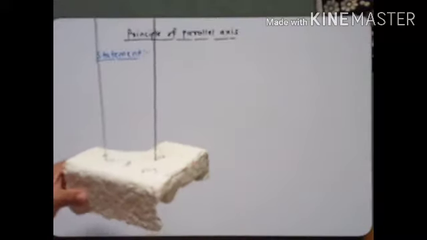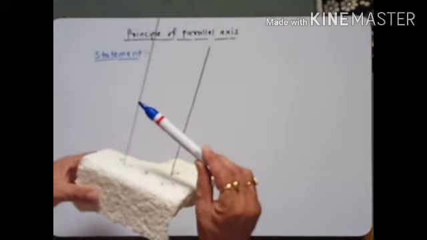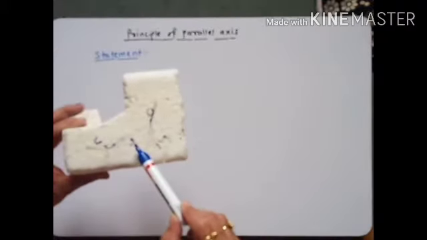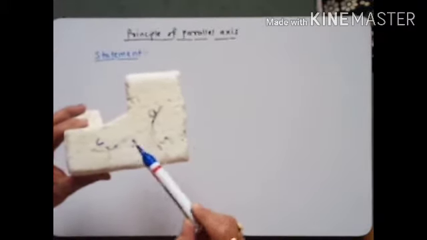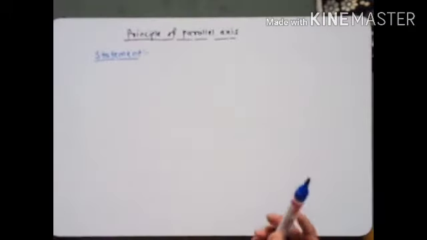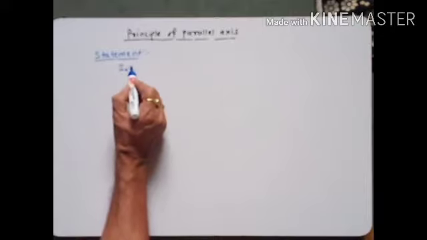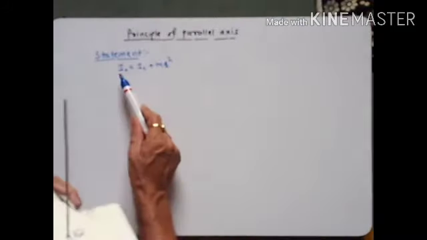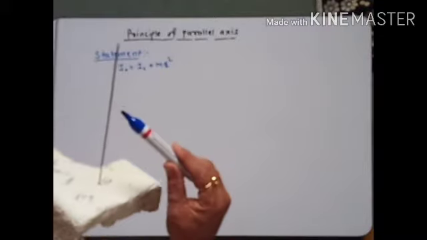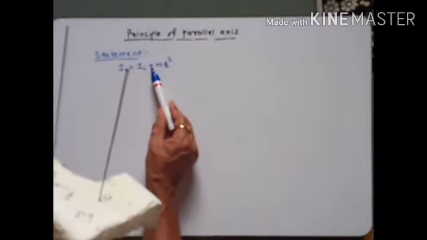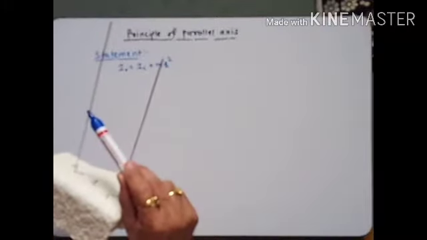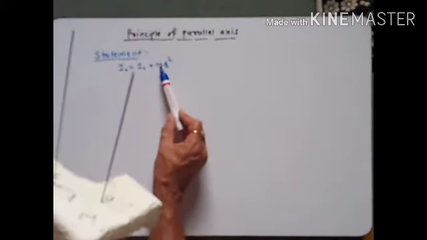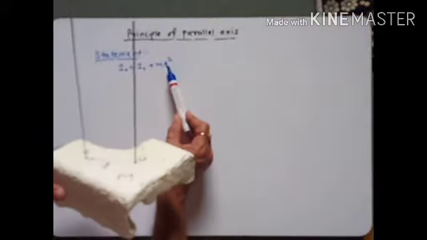Now suppose IO be the moment of inertia of the body about this axis, IC be the moment of inertia of the body about this axis which passes through the center of mass, and suppose the distance between the two is R. Then IO is equal to IC plus MR square. This is our statement. That is, the moment of inertia of a body about any axis, IO, is equal to the sum of the moment of inertia of the body about a parallel axis passing through the center of mass, and the product of mass of the body and square of the distance between the two axes. This is the statement.